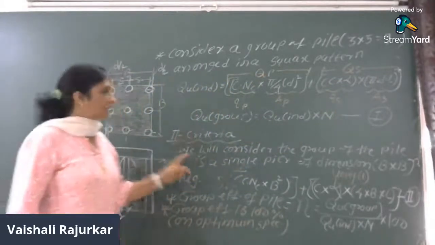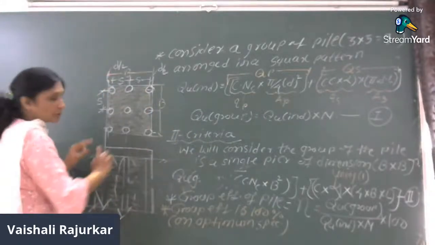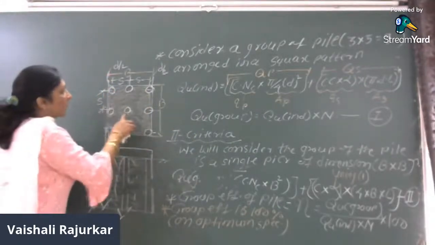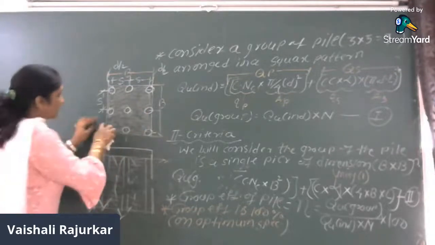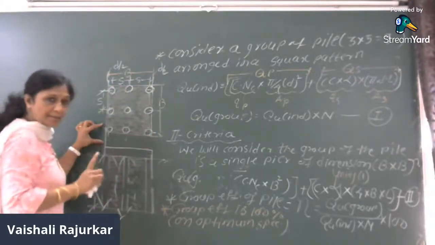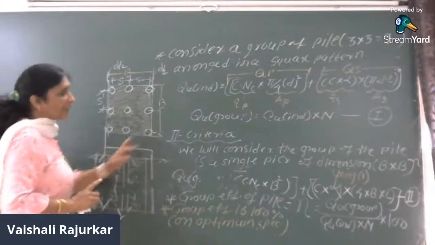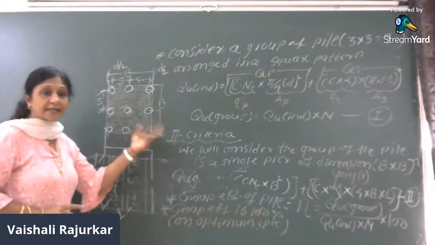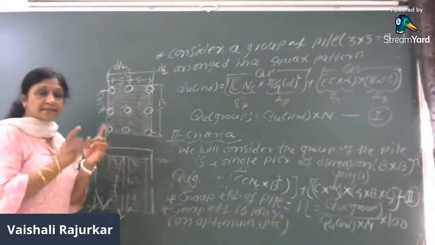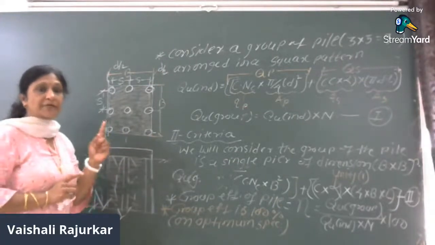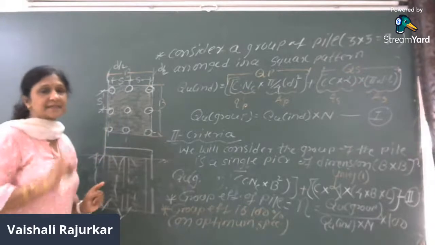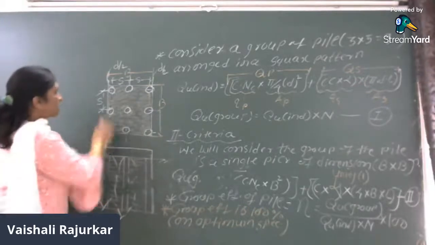Then in the second one, we will consider the whole group. Suppose this is the whole group, and these are the 9 piles which are surrounded by the soil. Then the whole group acts as a single member, and there the load carrying capacity is calculated by the second criteria, where instead of a single small column or small pile, we will consider a group of piles as a single pier of dimension B by B.